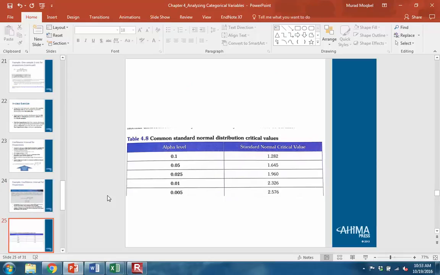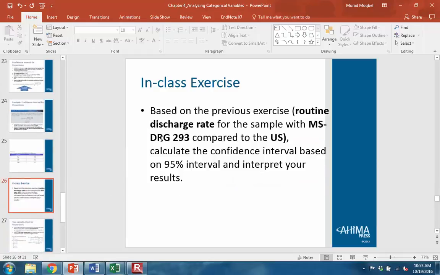Now let's do an example here. Let's work on this example here. Based on the previous exercise, in which we said routine discharge rate for the sample with DRG 293, compare that to the United States standard, which means the routine discharge rate for the US. So they want us to calculate the confidence interval based on 95% interval and interpret your results.